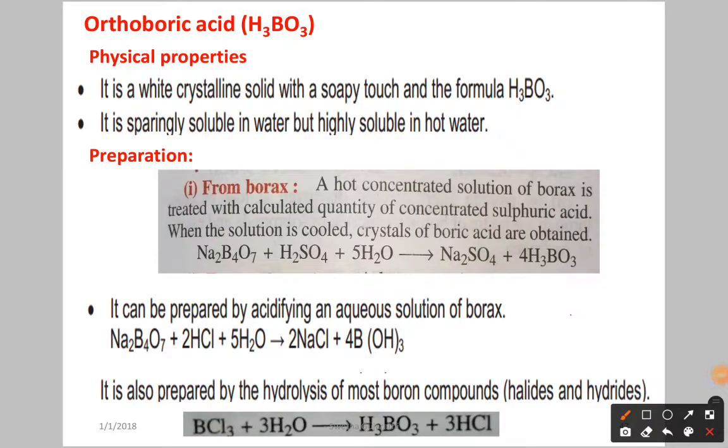Hello students, in boron and its compounds we have already discussed borax. The next compound is boric acid. What is its formula? H3BO3. You can also write the formula another way, that is B(OH) taken thrice. You can write it in both ways, H3BO3 or B(OH)3.